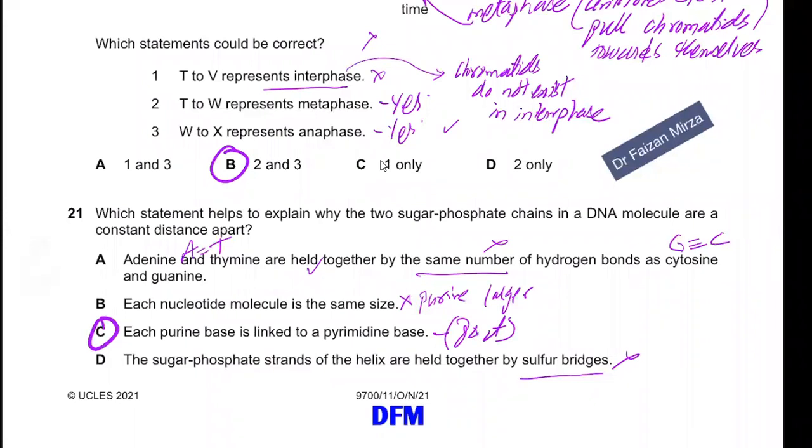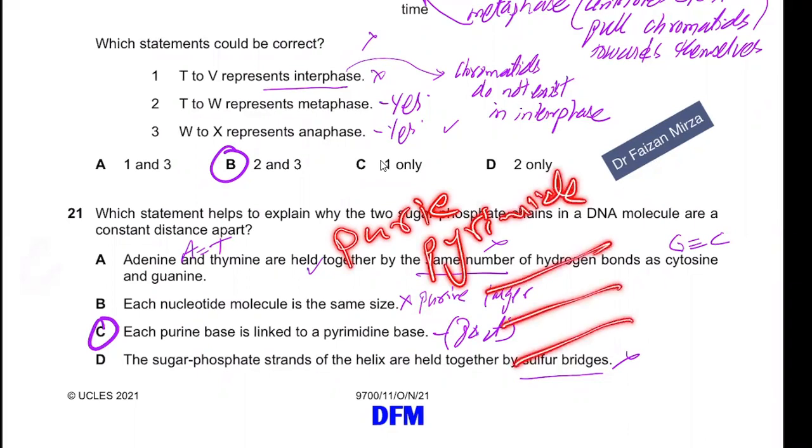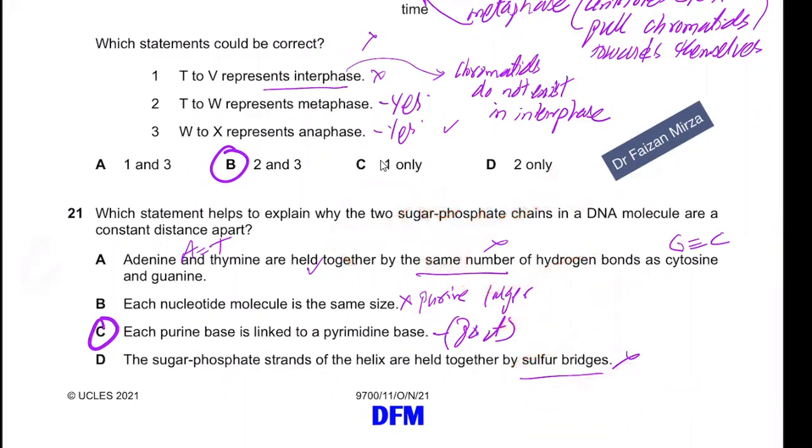Question 21 asks which statement helps to explain why the two sugar phosphate chains in the DNA molecule are constant distances apart. This is a fact because the purine binds with the pyrimidine. Because of the purine and pyrimidine bonding together, the width stays the same. You just look for that, and that's the basic answer.